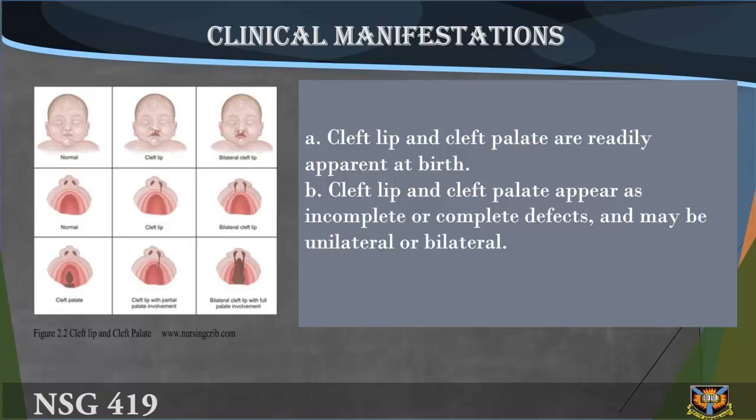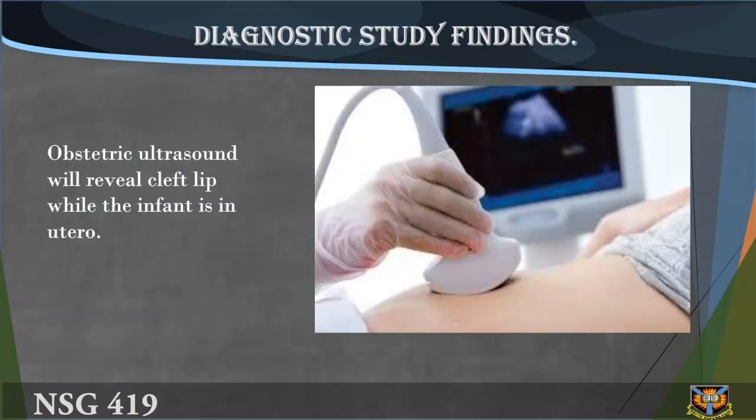Clinical manifestations. Cleft lip and cleft palate are readily apparent at birth. Careful physical assessment should be performed to rule out other midline birth defects. Cleft lip and cleft palate appear as incomplete or complete defects and may be unilateral or bilateral. Diagnostic study findings. Obstetric ultrasound will reveal cleft lip while the infant is in utero.